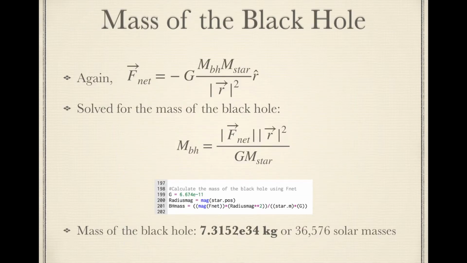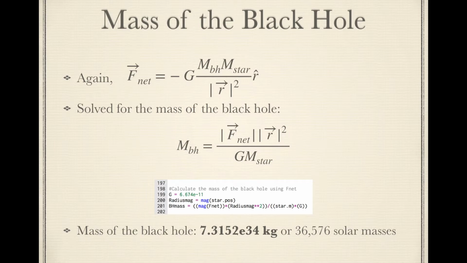Once I found Fnet for all data points in my model, it was time to calculate the mass of the black hole. Again, I used Newton's law of universal gravitation, but I solved it for the mass of the black hole. I used 6.674 times 10 to the negative 11th newton meters squared over kilograms squared for the gravitational constant.